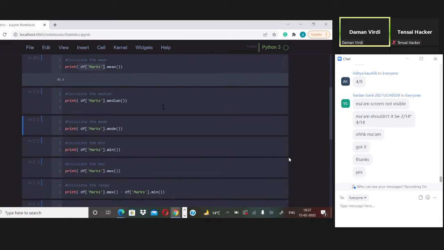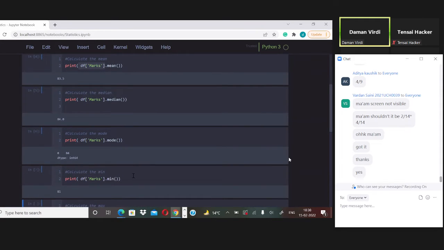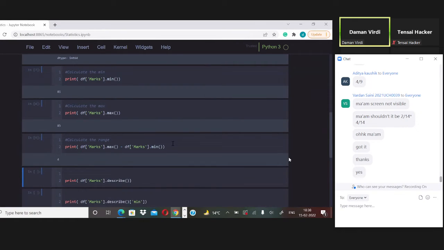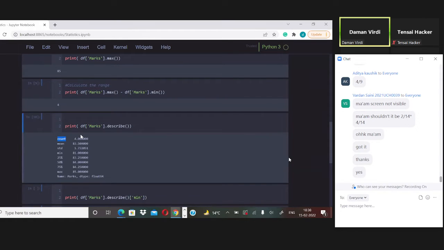Similarly for median function, mode, minimum, maximum. If you want to find the range, what is a range? Maximum minus minimum is the range. If you want to describe the data, it includes count, how many values are there. There are 4 values. Mean, what is the mean of those values? What is the standard deviation? Minimum value, your value at 25th percentile, 50th percentile, 75th percentile, and your maximum value. Maximum value automatically means 100 percentile. So it is of the column marks and float data type.